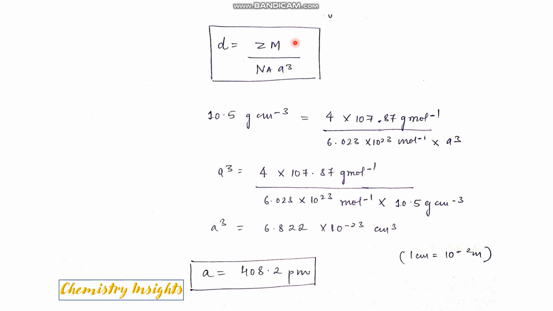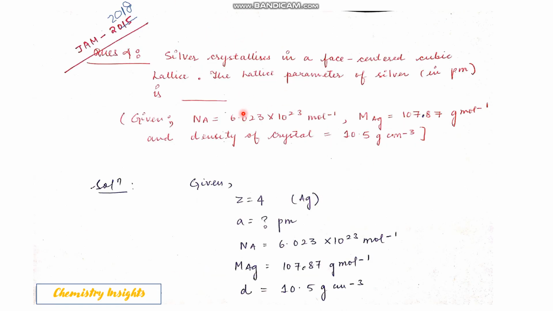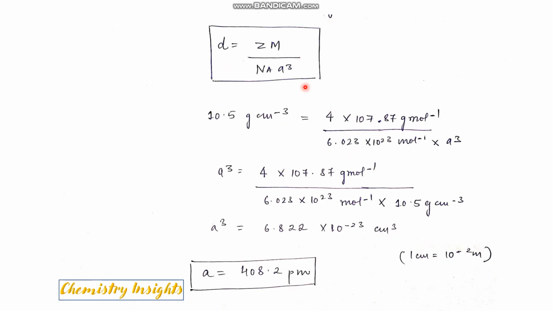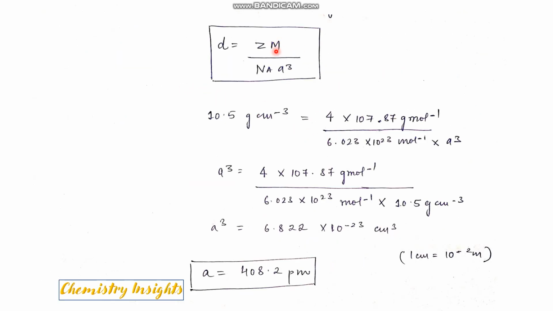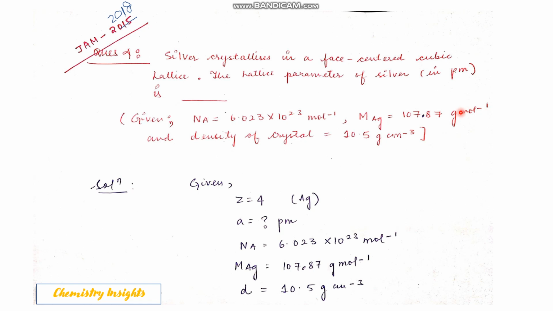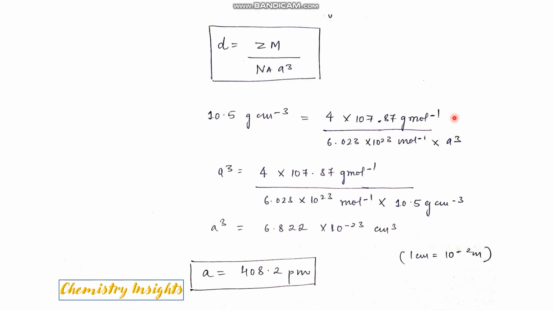M represents the molar mass of the solid, N A is Avogadro's constant, and a is the lattice parameter, which we have to find in this question, right? So if we substitute the given values, as you can see, the value of density is mentioned here: 10.5 gram per centimeter cube, and Z is 4 for this question, as silver crystallizes in a face-centered cubic lattice. The molar mass is also mentioned, that is 107.87 gram per mole, and N A is Avogadro's number, and a cube, we have to find the value of a, right?